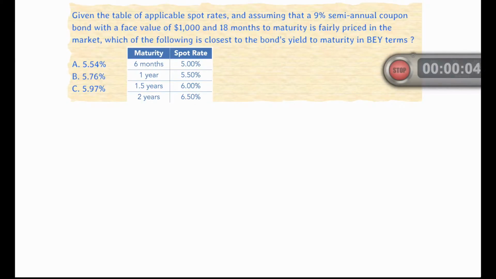So here we're given a spot rate curve table, a bond's coupon rate, and we're told it's 18 months to maturity. So immediately we can discard the 2-year rate. Now each of these rates is on a bond equivalent yield basis. So we divide by 2 to get the effective 6 monthly rates.